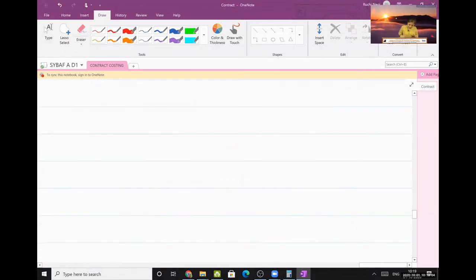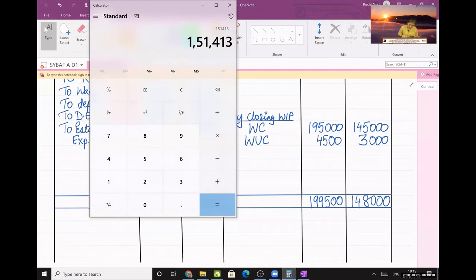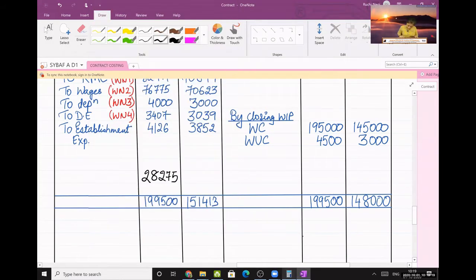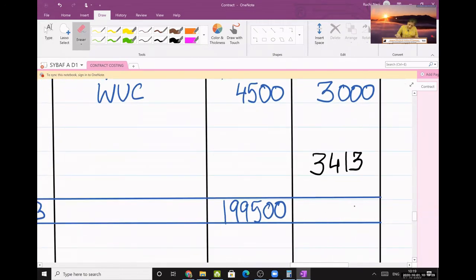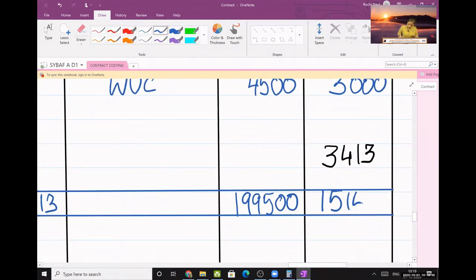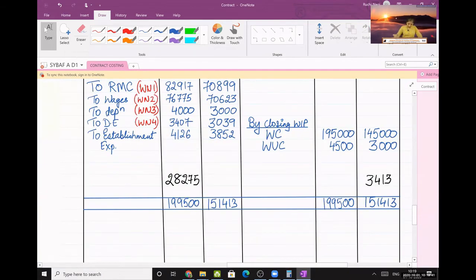So there is obviously a balance, okay? What to do with it, that I will tell you. Minus 148, so a balance of 3413 is there on the credit side, 3413. I'm writing it here. 3413. Okay. And obviously, this I'll have to delete and write this balance, 151,413. Okay. Done, everyone. Clear? It must have been done, right? This is my answer. Box it.